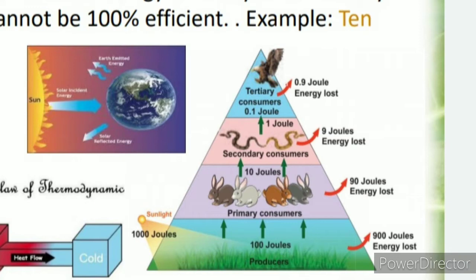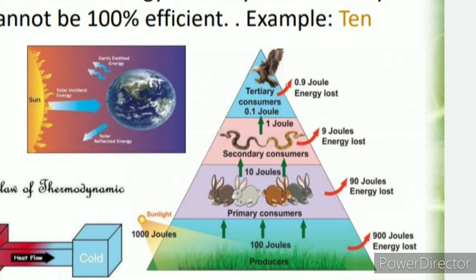Look at this example here. 1000 joules of solar energy is trapped by producers. 100 joules of energy is stored as chemical energy through photosynthesis. The remaining 900 joules would be lost in the environment. In the next trophic level, herbivores which feed on producers get only 10 joules of energy and the remaining 90 joules is lost in the environment.